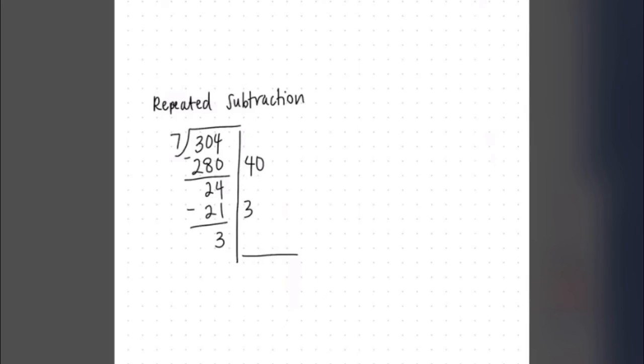Now let's add up our quantities on the side of the equation, which is going to represent our quotient. So 40 plus 3 has a sum of 43. And let's not forget our remainder of 3 left over. So our quotient is 43 remainder 3.